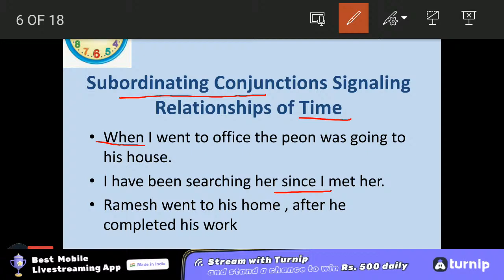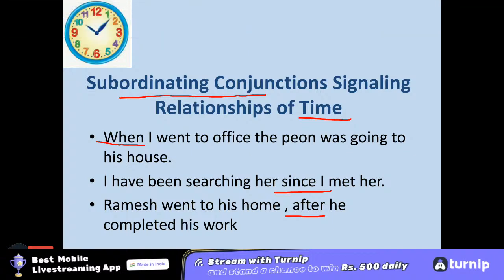So since is again an example of a relationship showing time, an example of a subordinating conjunction too. The next, Ramesh went to his home after he completed his work. After is again the subordinating conjunction showing time. So we have talked about the three subordinating conjunctions which show the relationship of time: when, since, after.